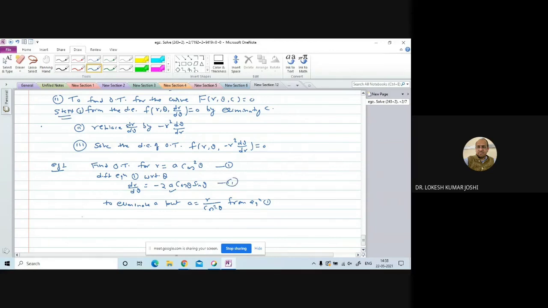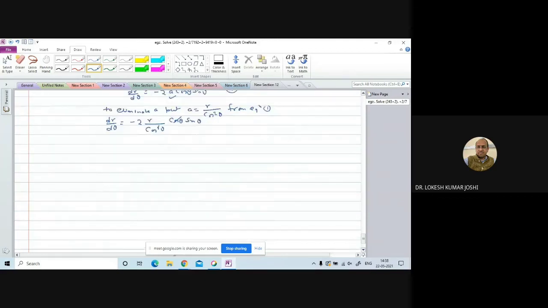In this equation, we get dr/d theta equals minus 2. In place of a, we put r upon cos square theta, into cos theta sin theta. One cos theta will be cancelled out, and simplifying, we get dr/d theta equals minus 2r sin theta upon cos theta. We can write it as tan theta.